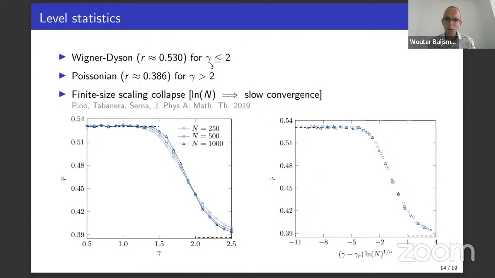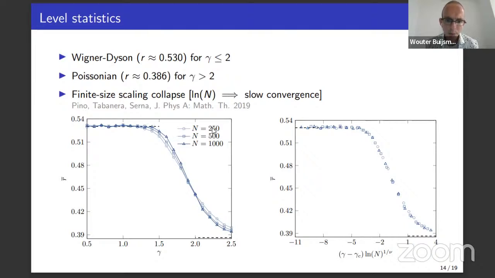And just recall this paper by Altland that I mentioned before. So for gamma smaller than 2, we expect the average ratio of consecutive level spacings to be 0.53, and it's expected to be 0.39 for gamma larger than 2. Okay, here in the left plot, you see the results.